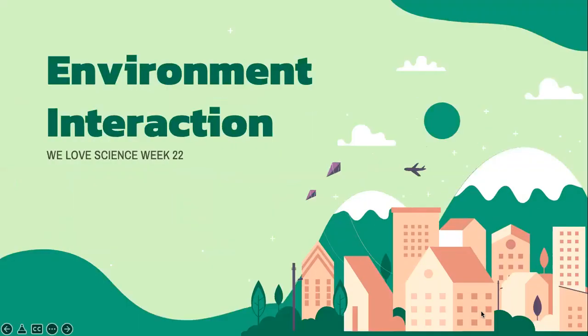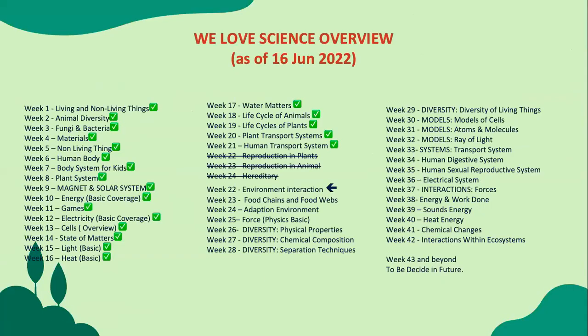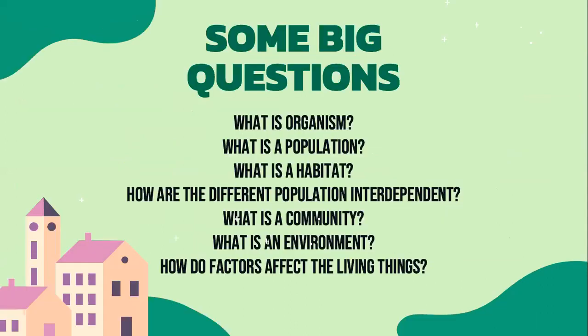Okay, welcome to week 22 lessons. For today, environment interactions. I'll be skipping reproduction in plants, reproduction in animals, and heredity, because I noticed that some of you are not 11 and above. So I will skip this to a future lesson once I can see that we have enough students with the same age level. So we'll go to environment interaction.